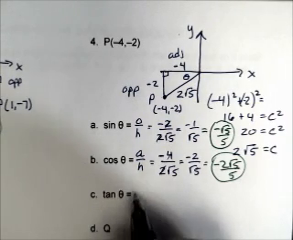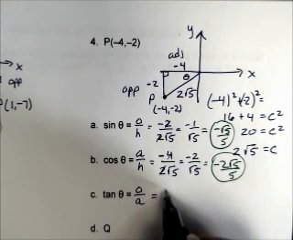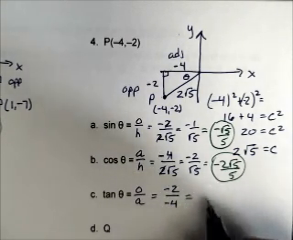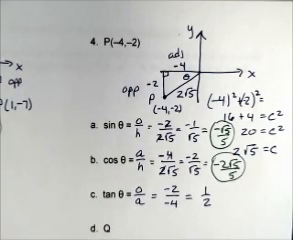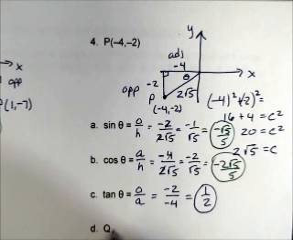And tangent is opposite over adjacent. Finally, some nice easy numbers to work with. Negative 2 over negative 4, which is a nice positive 1/2. And we said we are in quadrant 3.